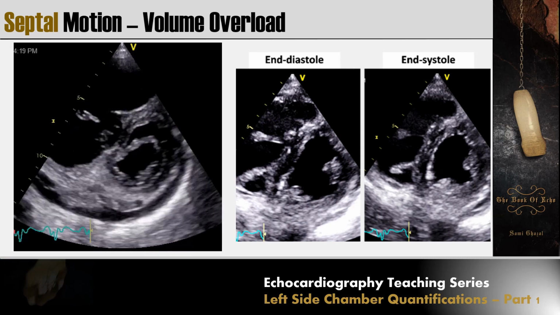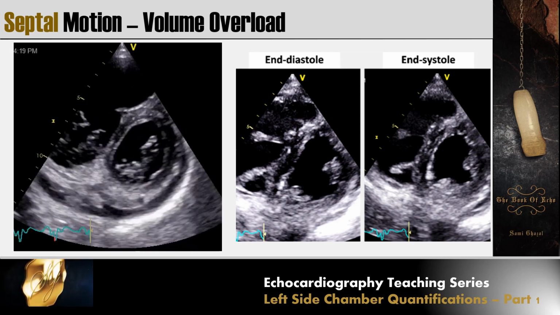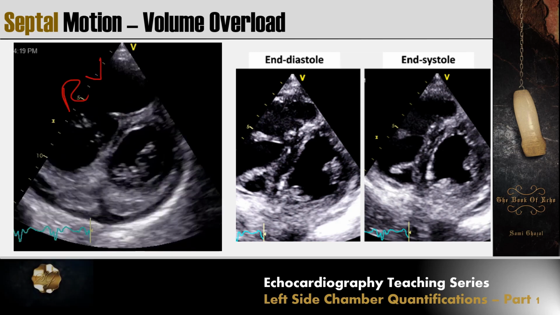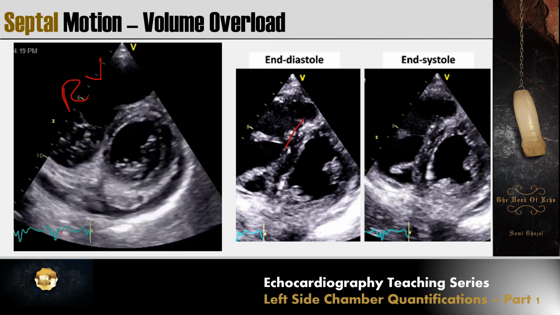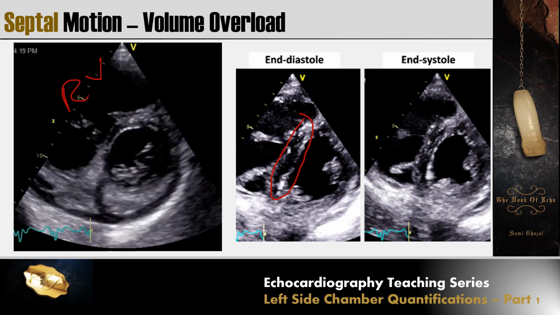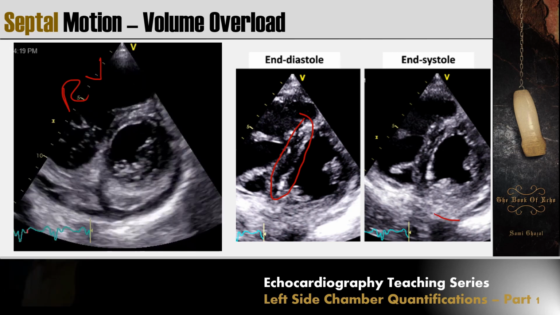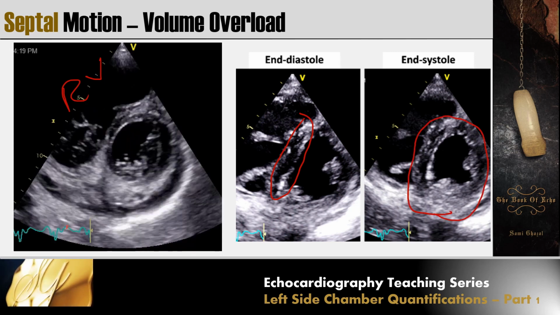So the pressure increases during diastole. It will increase in the RV more than that of the LV. So in diastole, you will see this septum here flatten, and at end of systole, it is almost a normal circle.